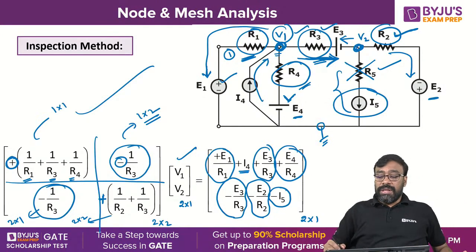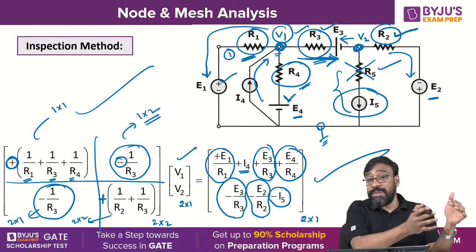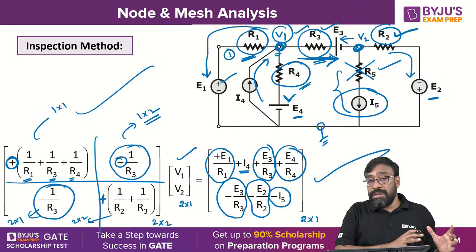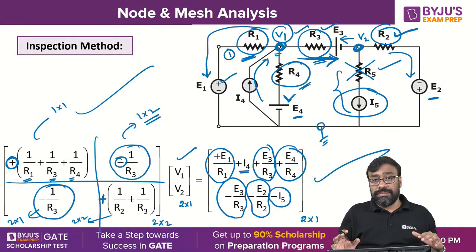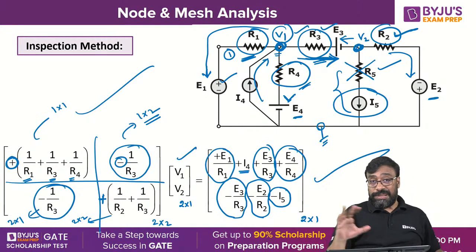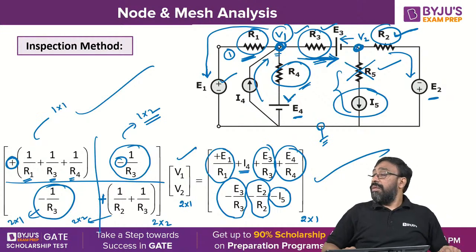Simple. Such a big network, I can directly write the matrix form. Otherwise, you have to write the equations separately. Then again, you have to form a matrix form by taking common terms. It's a time-taking process. You can easily write the matrix form without any difficulty using this inspection method. Clear, all of you? Vikram, Ashok, Chandu, I think you are able to follow, right? Please respond.